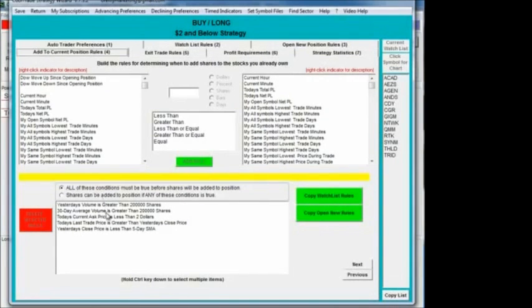Here are the rules to add shares, and it's just the same rules for the most part, except the current price being greater than $1 is not included. Because if you bought a stock that, say, was between 1 and 2 at the time, but it started out like $1.10 and it dropped below $1, you still want to be able to add to that.